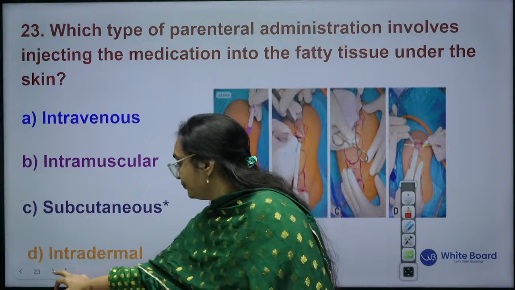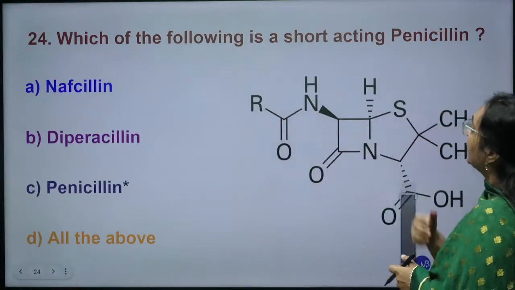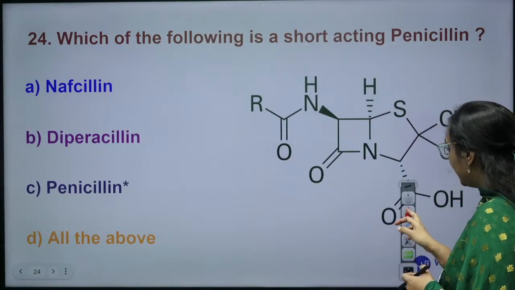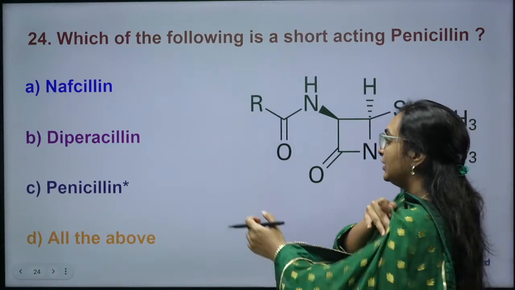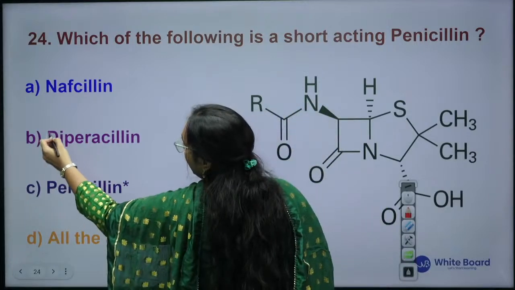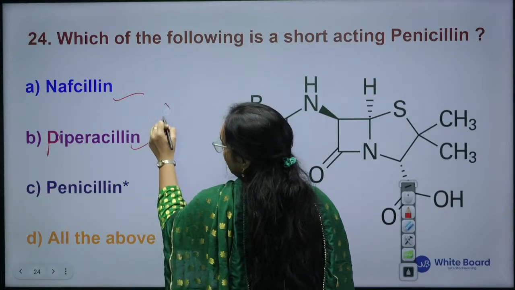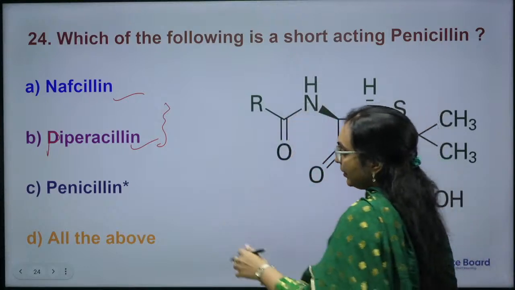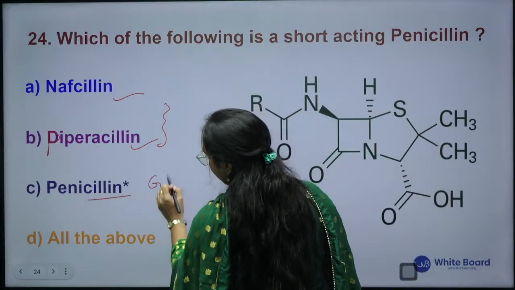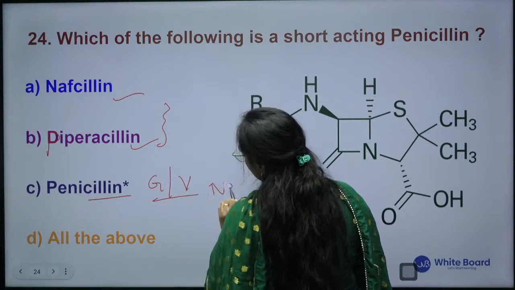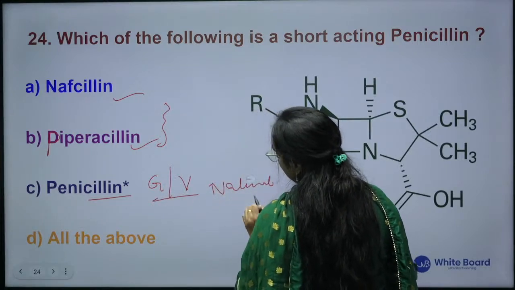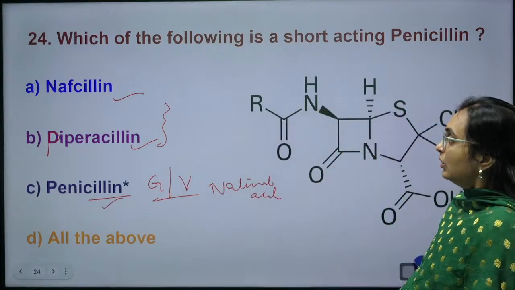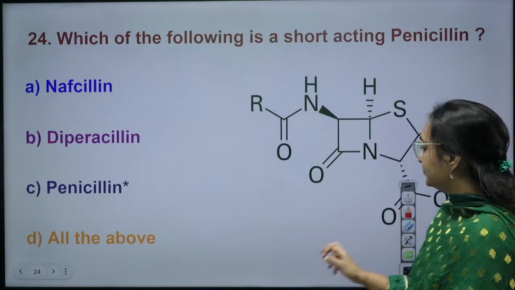Next question. Which of the following is a short acting penicillin? Nafcillin and piperacillin are semi-synthetic penicillins. Penicillin G and penicillin V, the natural penicillins, are short acting penicillins. So here the answer is C.